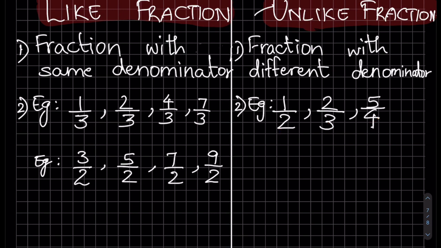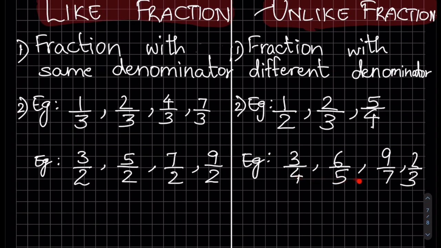We can have some more examples. We can have 3 over 4, 6 over 5, and we can have 9 over 7. We can add one more to the list, 2 by 3. So here you see the denominators are absolutely different. So this is a set of unlike fractions.